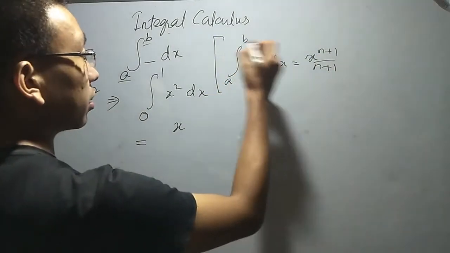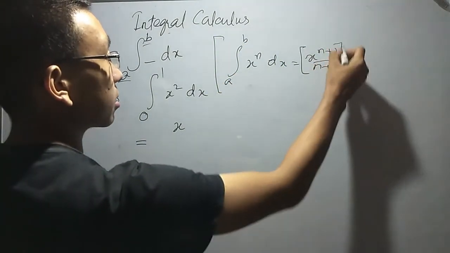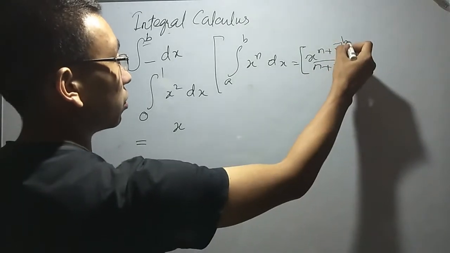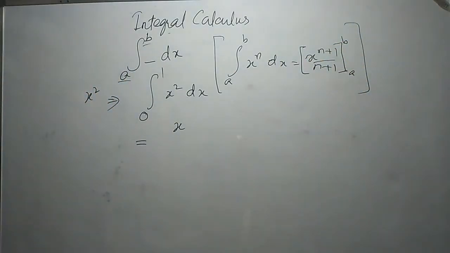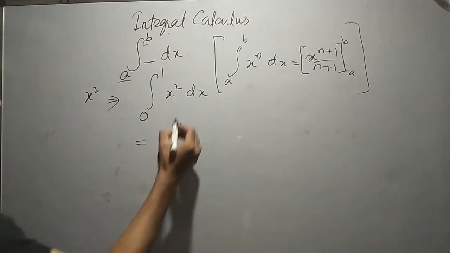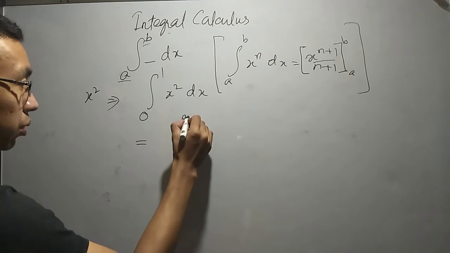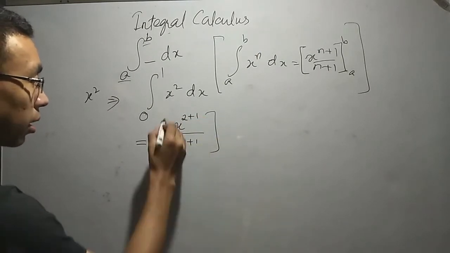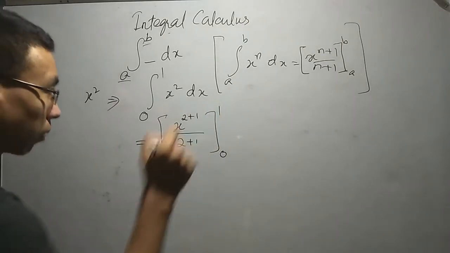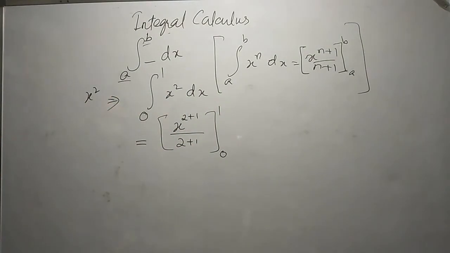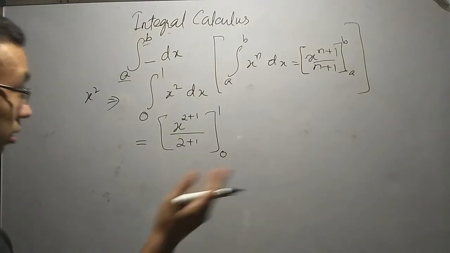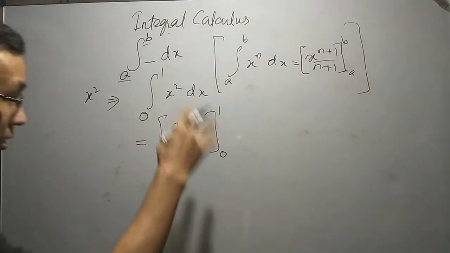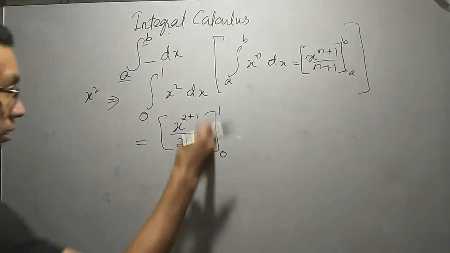Let's see, it will be like this, from a to b. This is how the formula should be for a definite integral. Now come in here, see, our n is 2, so 2 plus 1, divided by 2 plus 1, from 0 to 1. That c which was there in the indefinite integral I have removed already, because it is a definite integral, so we replace it by the limits or the ranges.